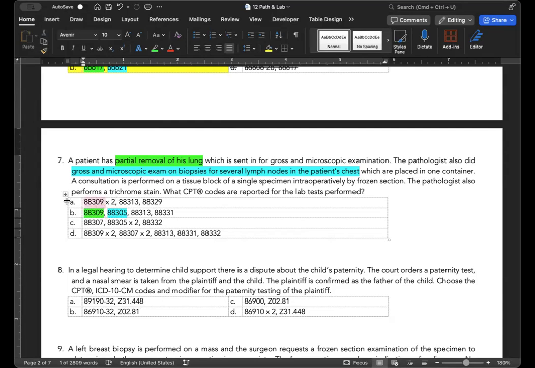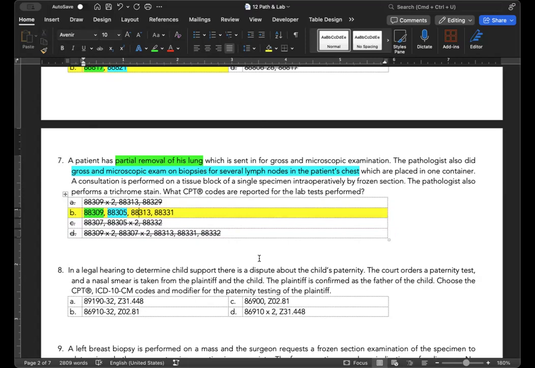So we're not going to use the 88309 with 2 units. We don't have anything that falls under 88307 because we know that we only have 2, right? We have our biopsies on the lymph nodes and then the lung. So we know that neither one of those fall underneath 88307. So without even looking at the consultation portion or the rest of the codes, we know that B is our answer.